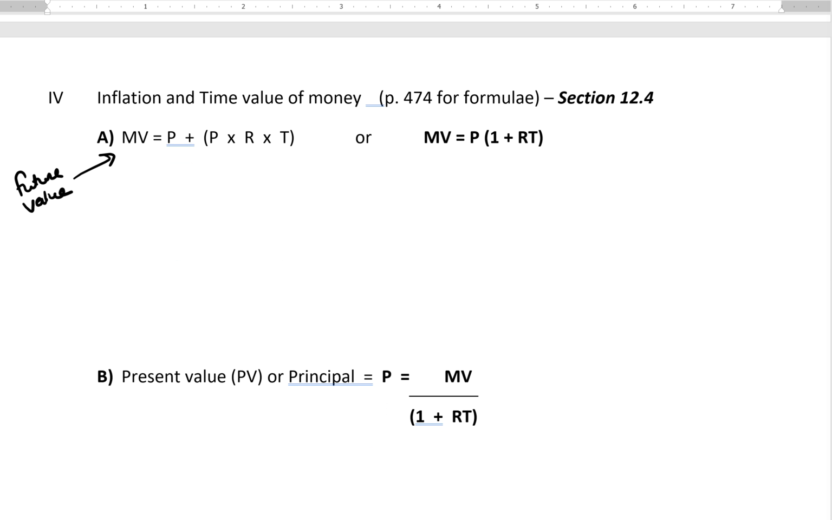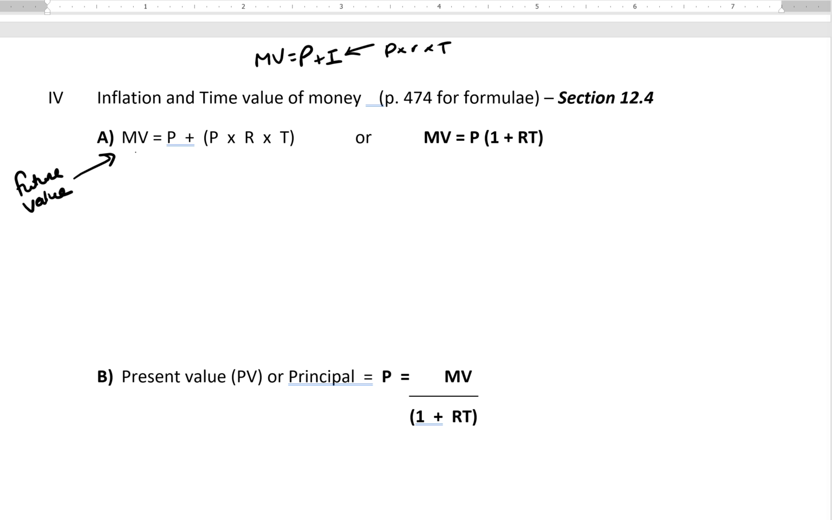Maturity value is equal to principal plus interest. That's what we're building that off of. And we are substituting for interest. Interest is principal times rate times time. So we are substituting in, and we can say maturity value equals principal plus principal times rate times time.